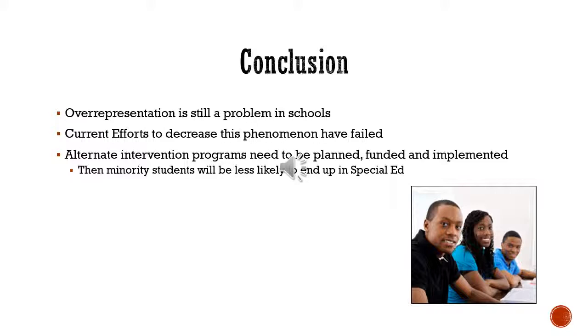Now we are pulling it all together. Overrepresentation is still a problem in schools. Many schools have a disproportionate number of minorities in special education. Current national legislative efforts to decrease the phenomenon have failed. The number of overall students in special education has decreased, but the proportions of minorities in special ed remain disproportionate compared to white peers.